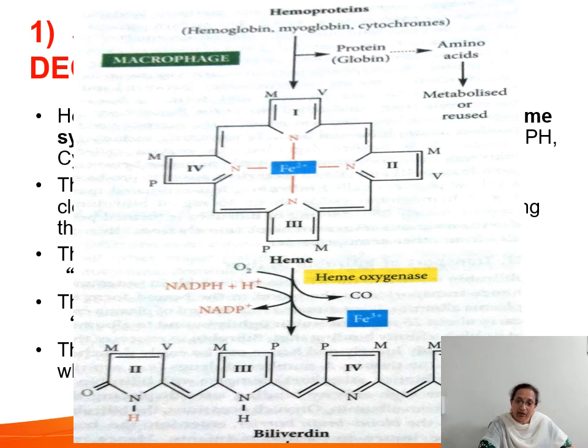and that iron is oxidized immediately to +3 with the liberation of carbon monoxide, and NADPH is utilized here for the breaking down of the cyclic ring, liberating NADP, and the linear structure formed is biliverdin, which is green in color.